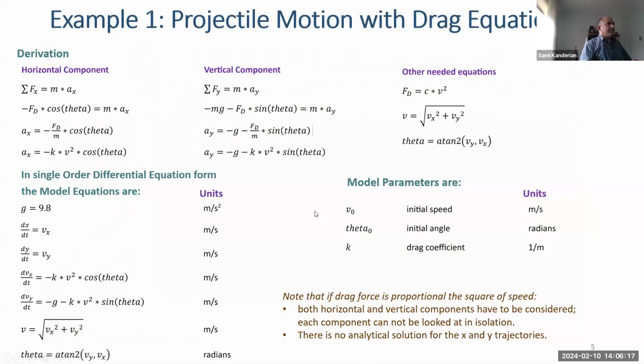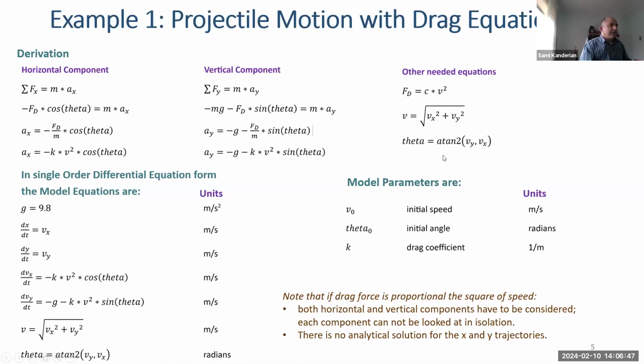So first thing we have to do is derive our model equations. In this case, we're concerned with both the horizontal and vertical components. I've got the force equations, and from the force equations, you can derive the acceleration in the X and the Y position. Now, in this model, we're also assuming that drag does exist and that the drag is proportional to the speed squared at any point in time.